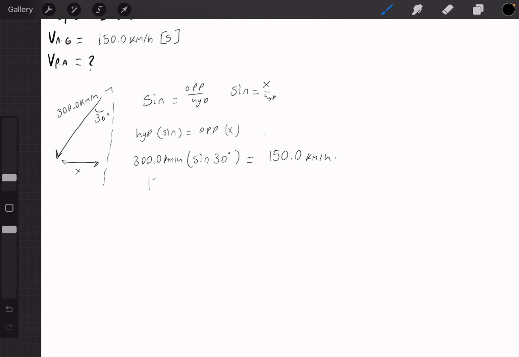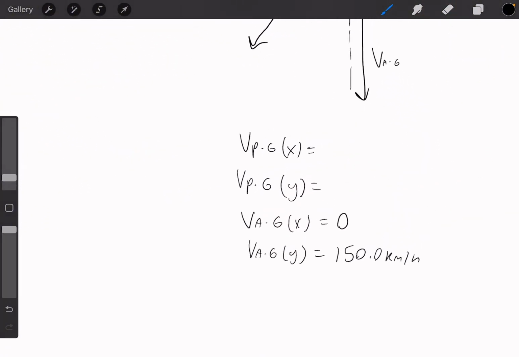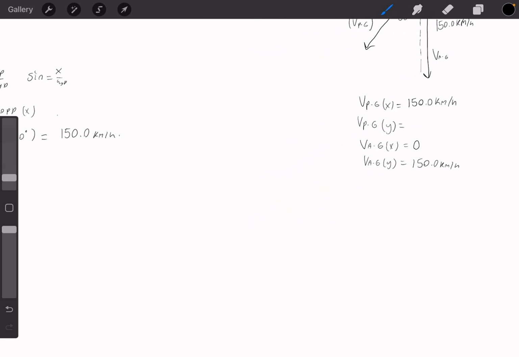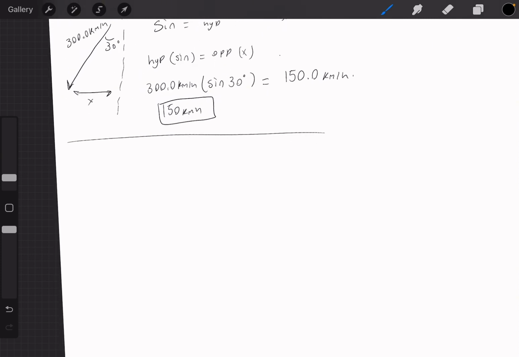And I'll just rewrite this here so we know. Let's go back to that chart and fill that out there. That's the VPGX. That's going to be 150 kilometers per hour. We'll do the exact same thing here, but for our adjacent angle.